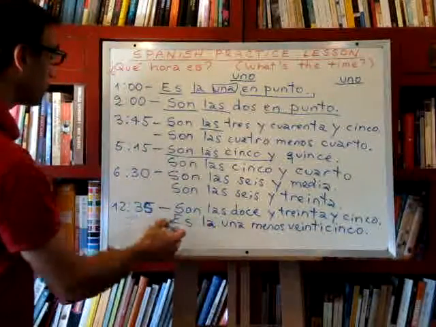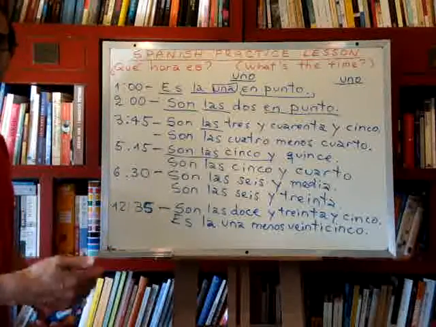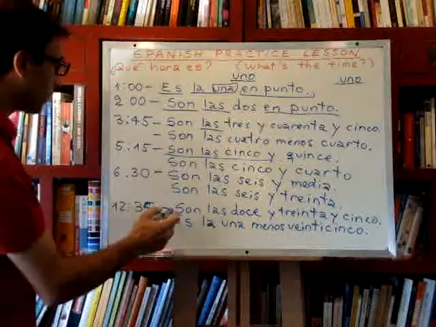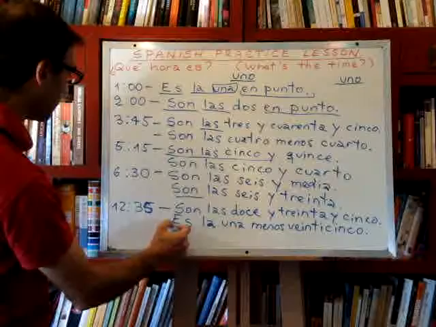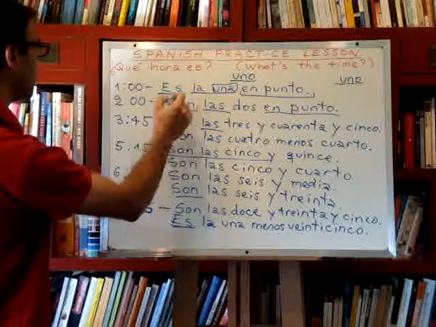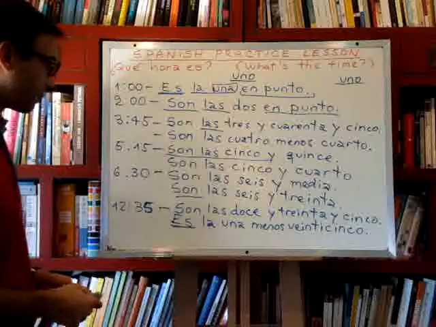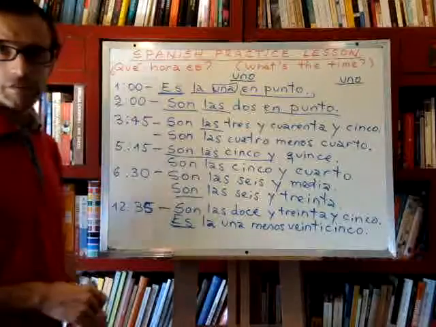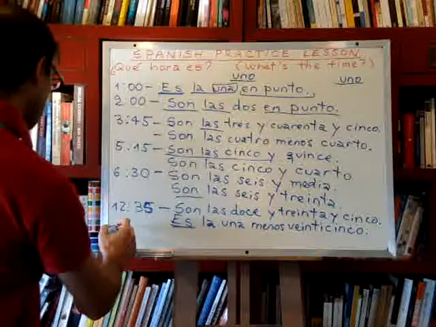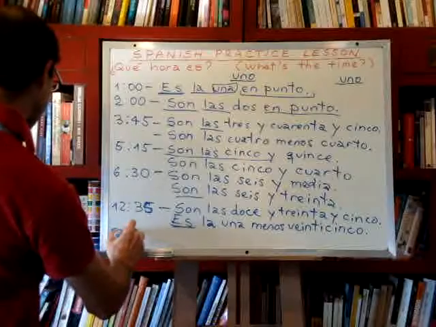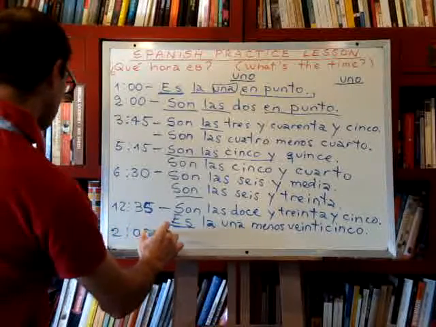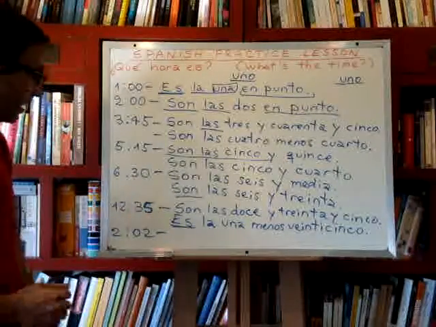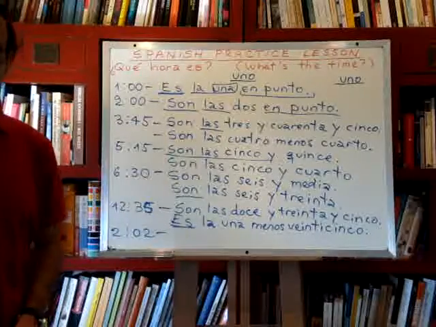Again, since here the time is 25 to 1, and 1 is singular, then instead of saying son, like here, we say es, which is the singular form of it is, okay? Because 1 is singular. So, es la 1 menos 25, minus 25. If we want to say the time here, for example, aquí podemos decir, we can say it is 2:02, right?